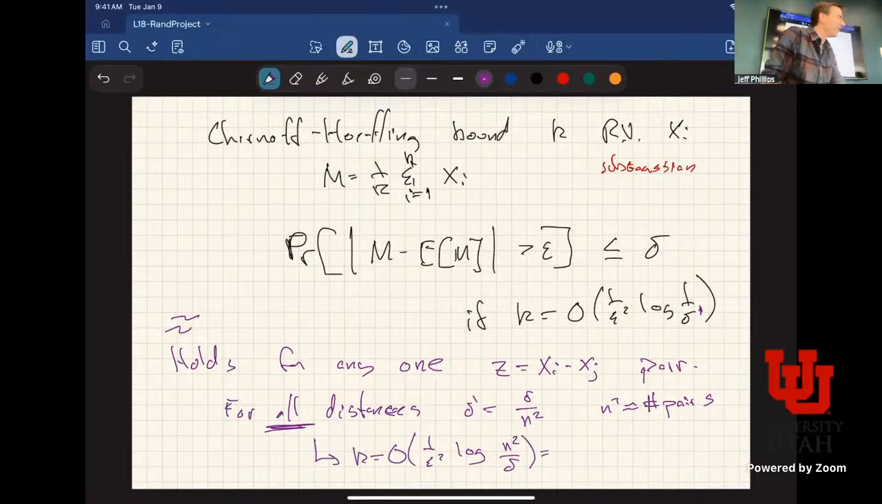Can I simplify this big O expression? I'm going to see where I can simplify what's inside the big O. There's one thing I can remove.